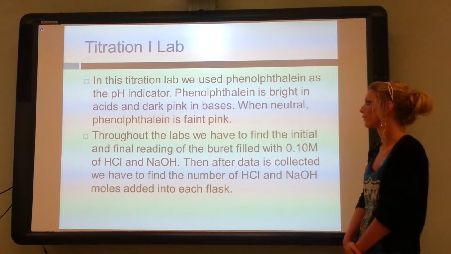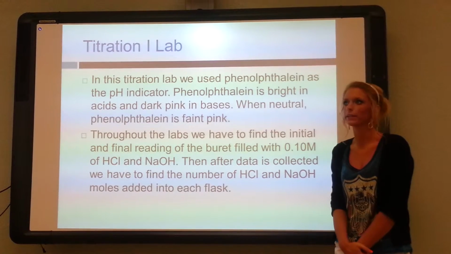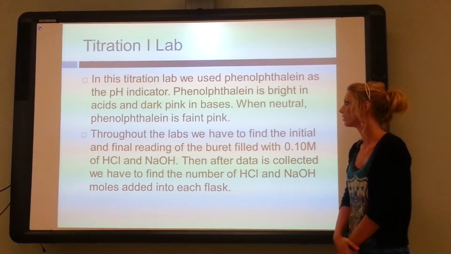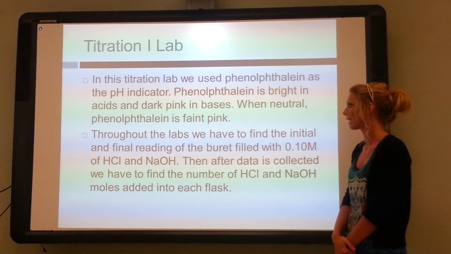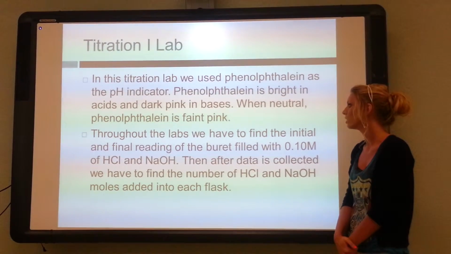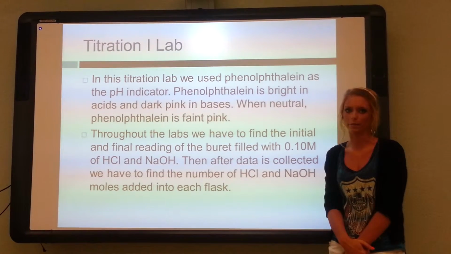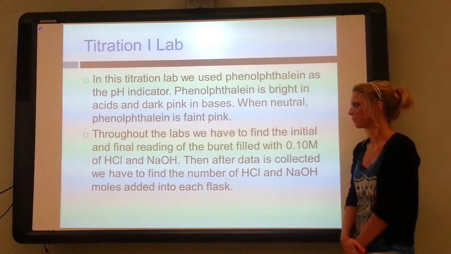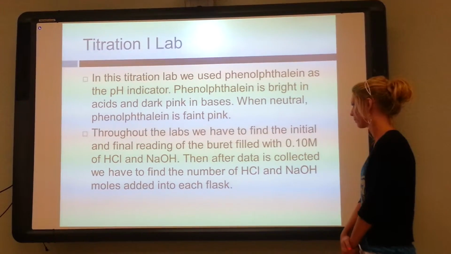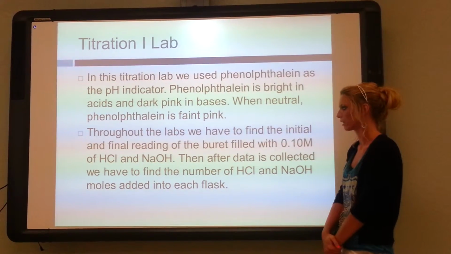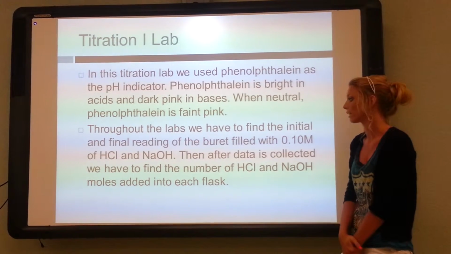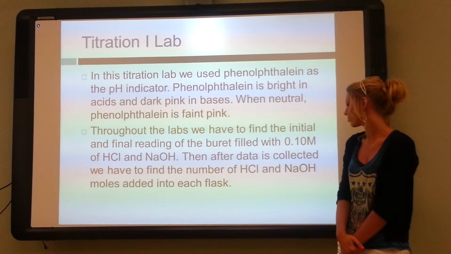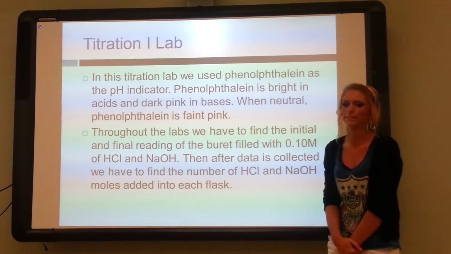Our first lab was the Titration 1 lab. In this lab, we used phenolphthalein as a pH indicator. Phenolphthalein is colorless in acids and dark pink in bases. When neutral, phenolphthalein is faint pink. Throughout the labs, we had to find the initial and final reading of the burette filled with 0.10 molarity HCl and 0.10 molarity NaOH. Then, after data is collected, we have to find the number of HCl and NaOH moles added to each flask.